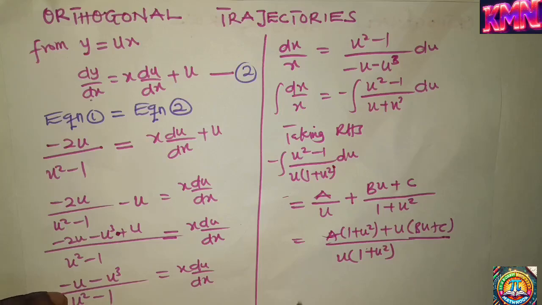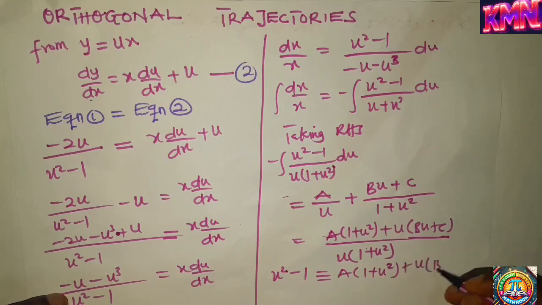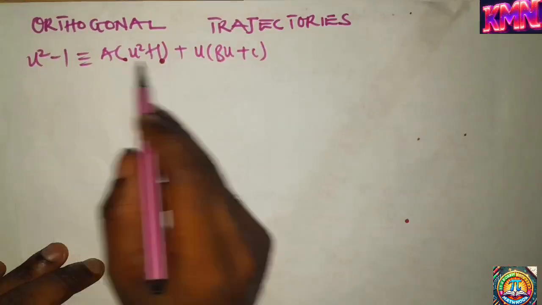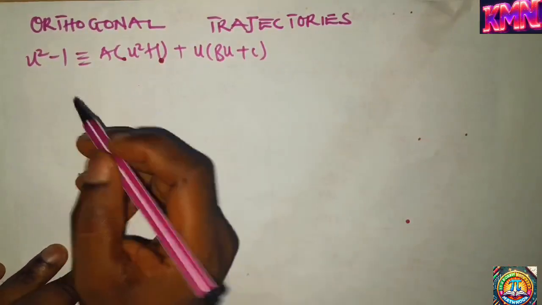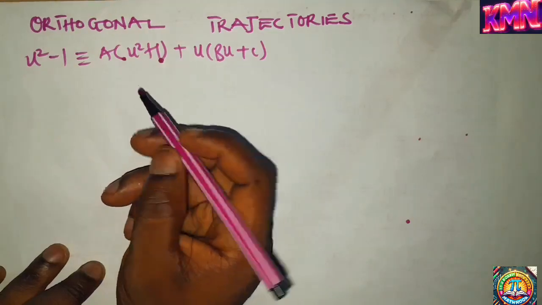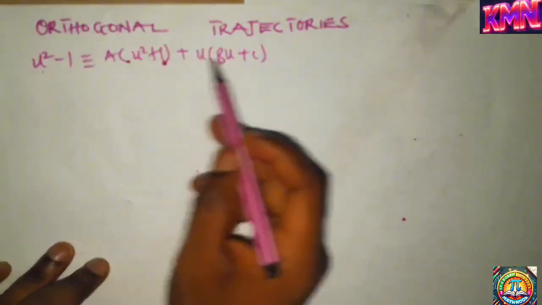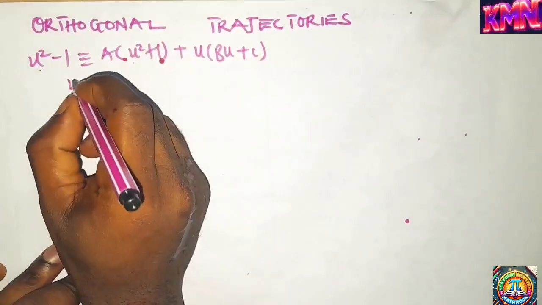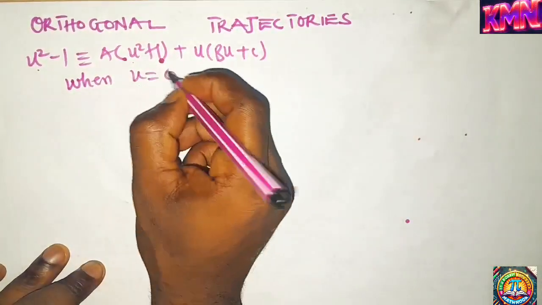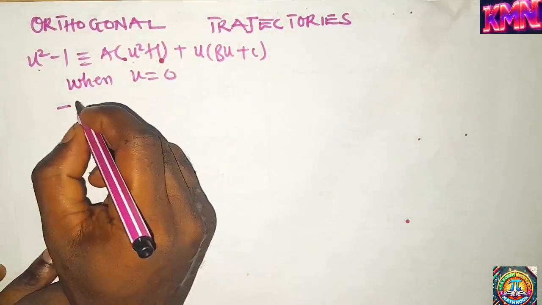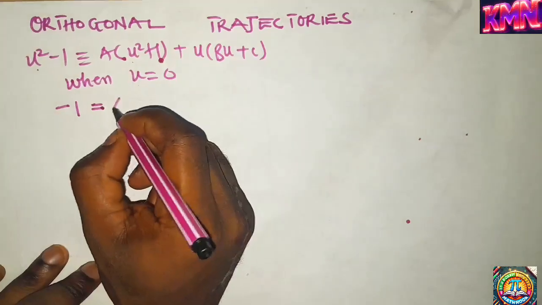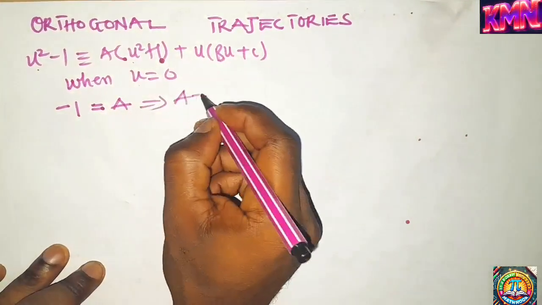Since they are corresponding, it means u squared minus 1 equals A times 1 plus u squared plus u times Bu plus C. Analyzing this critically, you can see that if we let u be 0, we can easily find A. This goes 0, this goes 0, everything here will be 0, and A will come out. So when u equals 0, then -1 equals A. That implies that A is equal to -1.